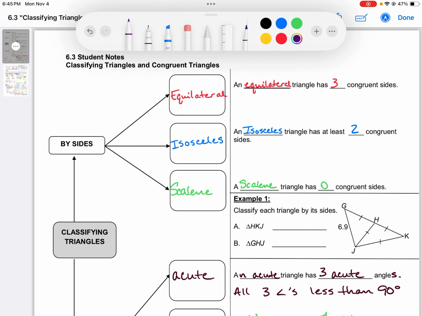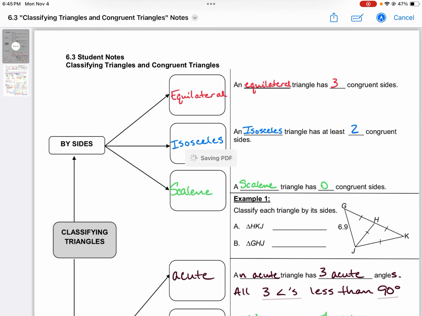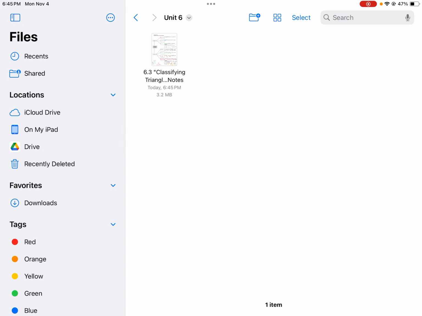So hopefully this made a lot of sense to you, and you're able to better classify triangles and find out missing information. And good luck moving forward through your Unit 6 test review and test.